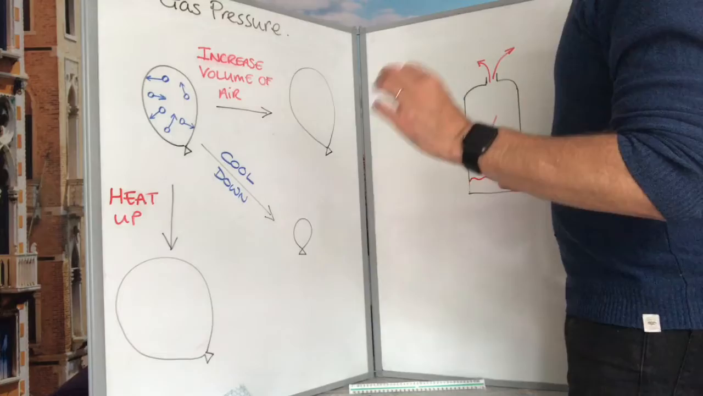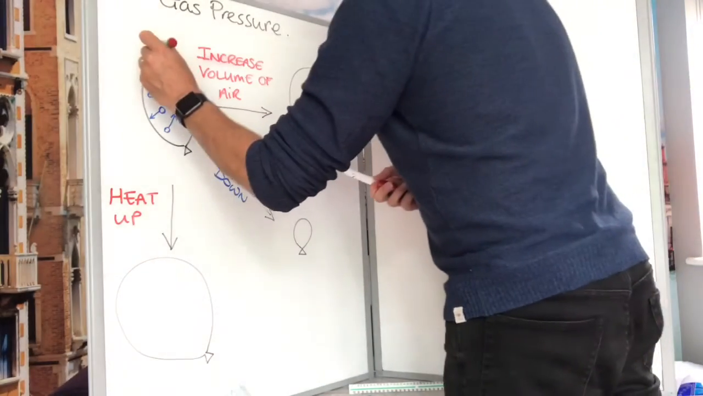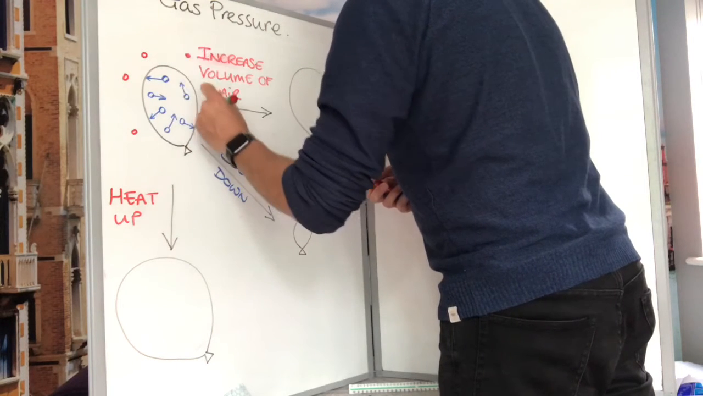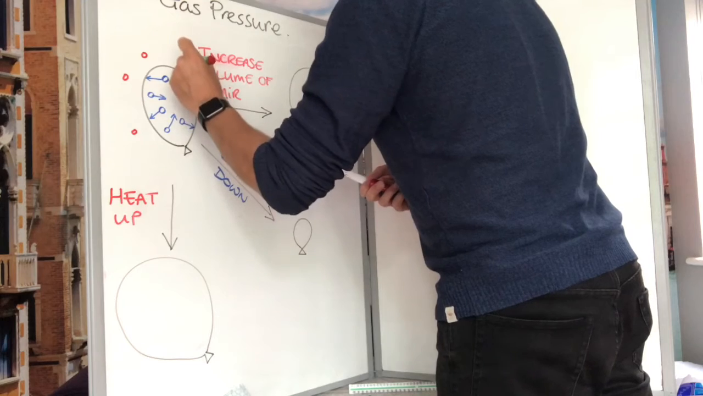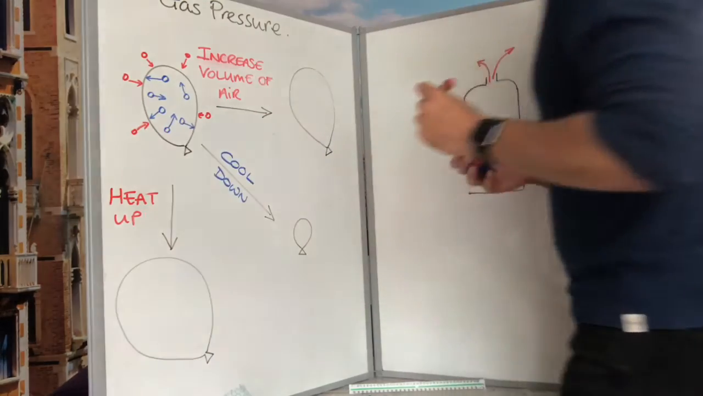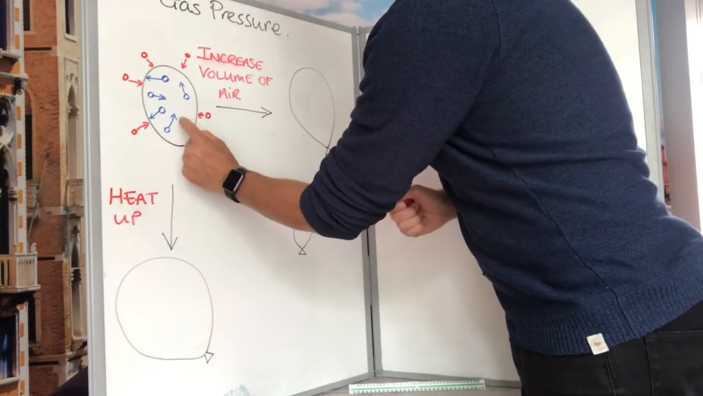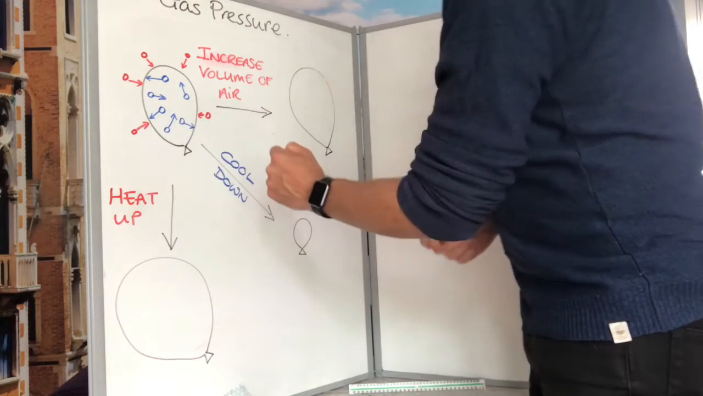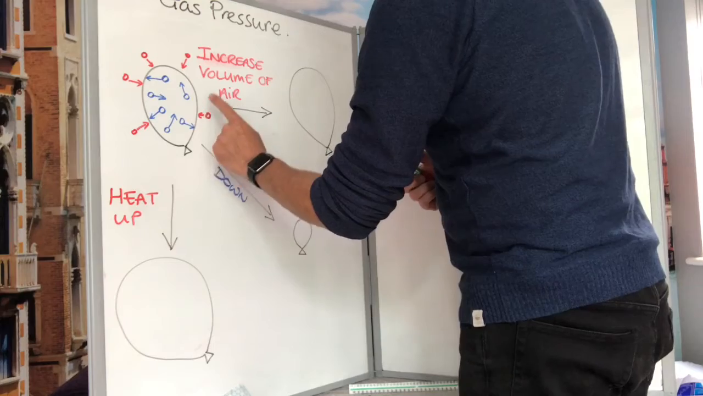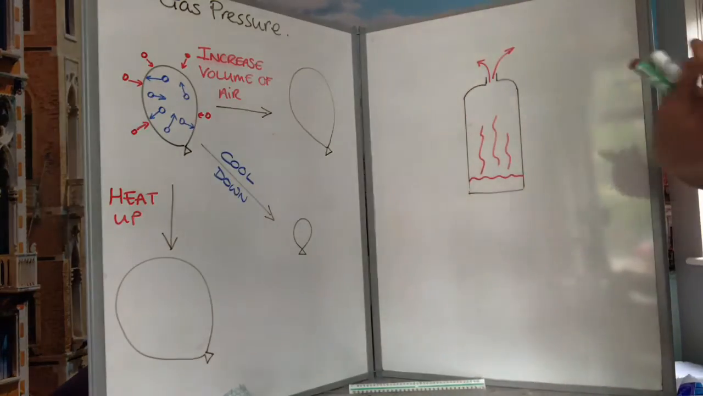The reason the balloon stays at that size is because the air particles outside, which we'll just show in red, are also pushing back in, and the two pressures equalise. So the force pushing outwards from those particles inside, hitting the inside of the balloon, is equalled by the pressure from the gas particles outside, pushing the balloon back in. Okay, so the balloon stays the same size.